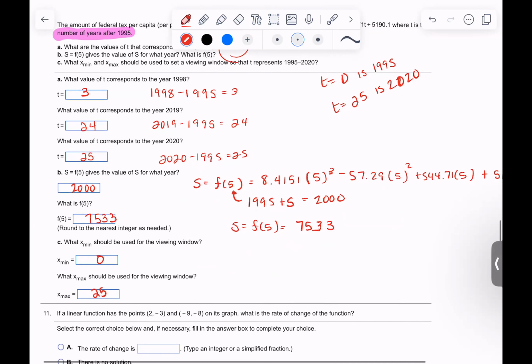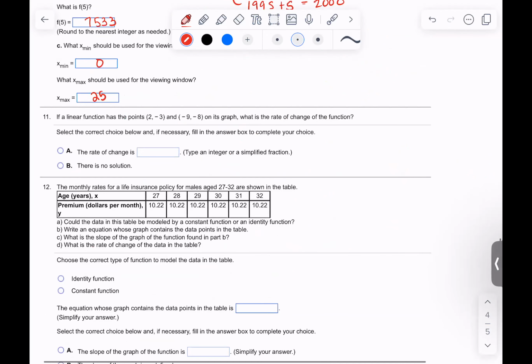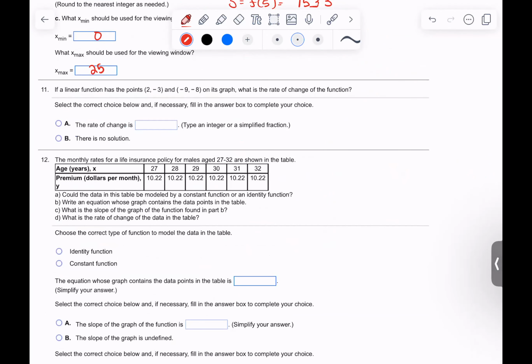All right, problem 11. If the linear function has the points (2, -3) and (-9, -8) on its graph, what is the rate of change of the function? Rate of change is slope. That's slope. So we're going to find the slope of a line that connects those 2 points, change in y over change in x.